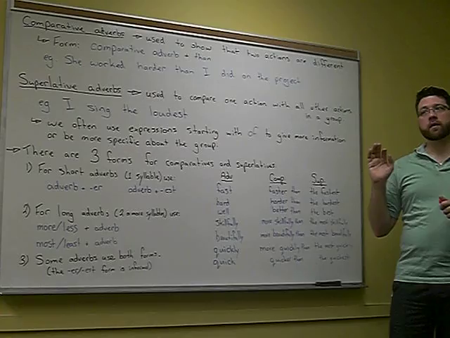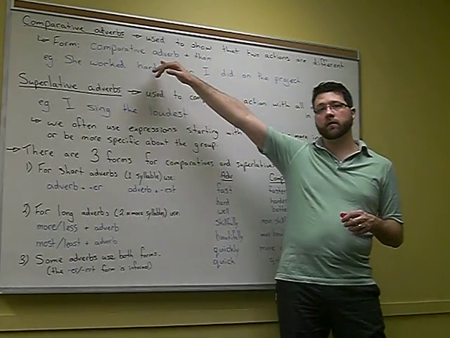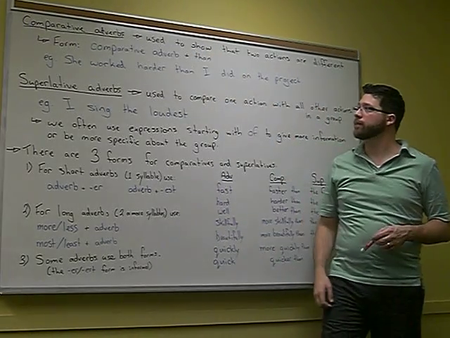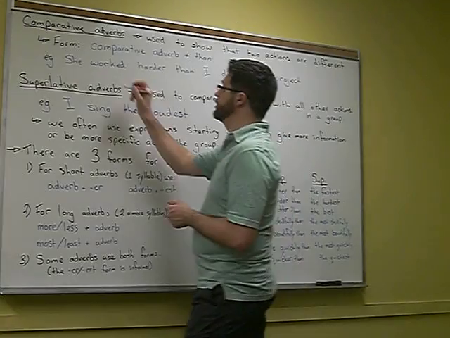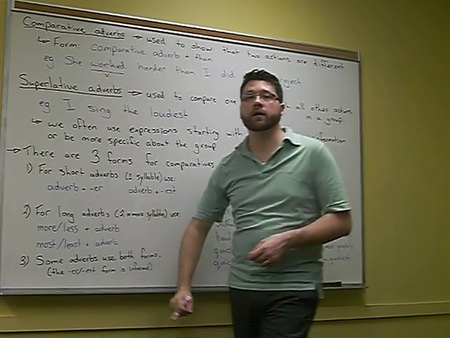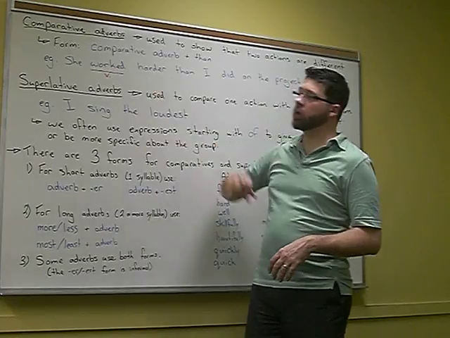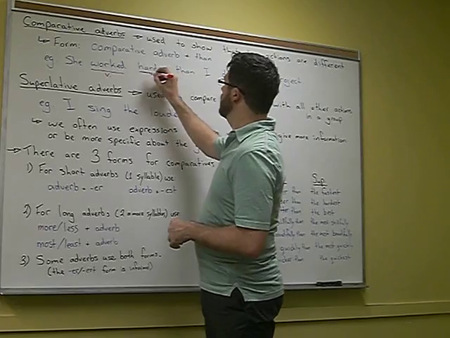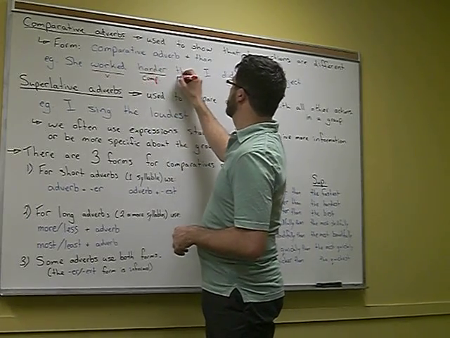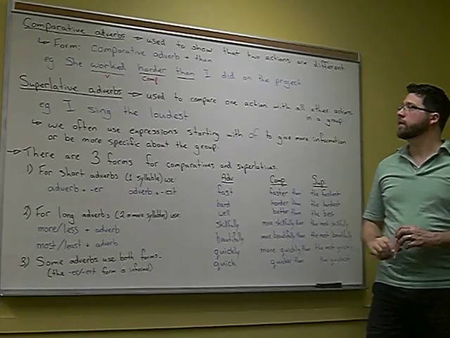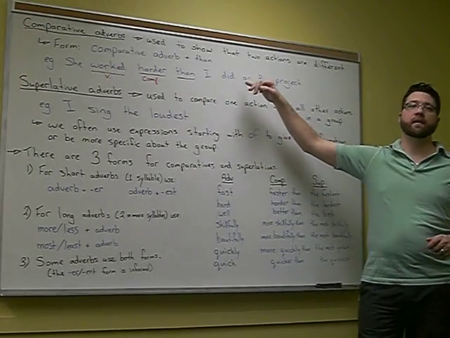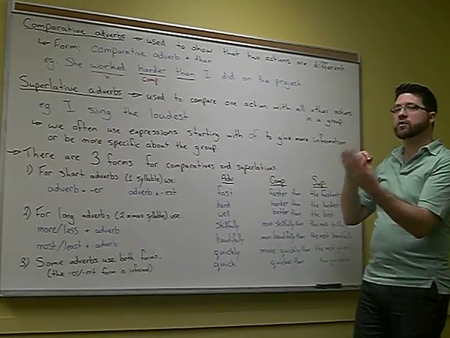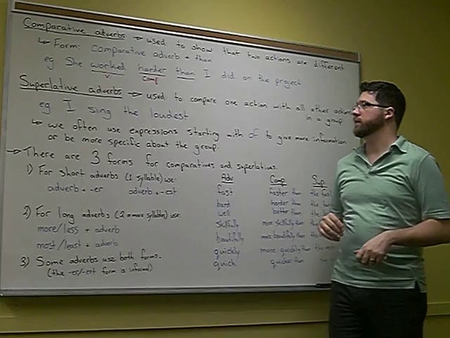So similar to our comparative adjective, here we use a comparative adverb plus than. Okay? In this case, our action verb is work. And we're saying she worked harder than I did on the project. So our comparative is harder than. She worked harder than I did. So we're saying that her action and mine is different.